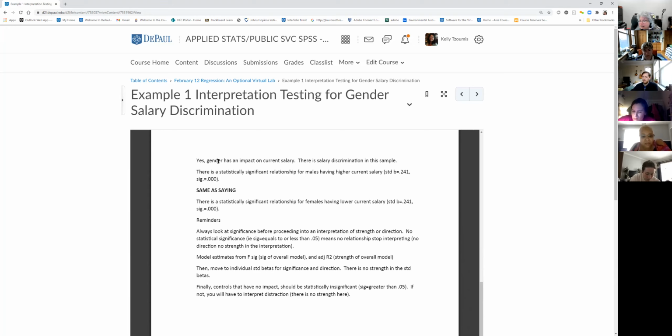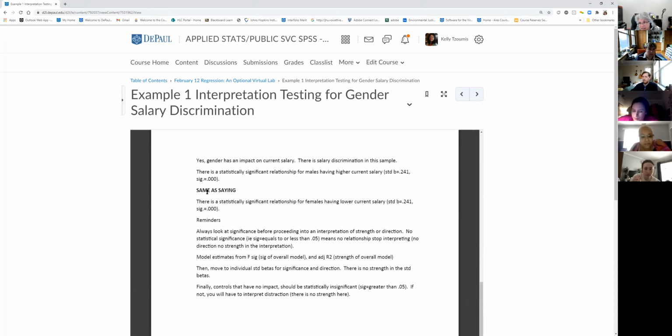See, this is like, I think, Bridget, you were saying, this is the normal language here, right? And then now you have to report the results. There is a statistically significant relationship for males having higher salary. And then you report your standardized beta and your sig.